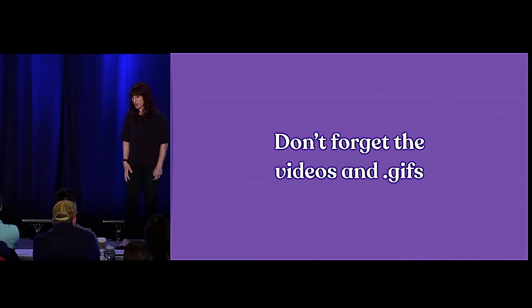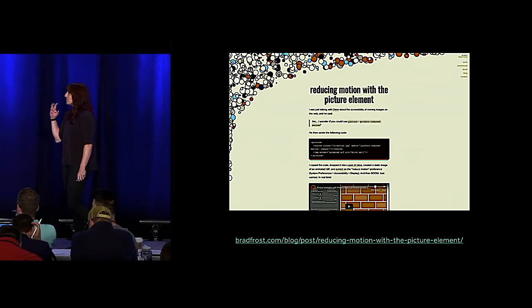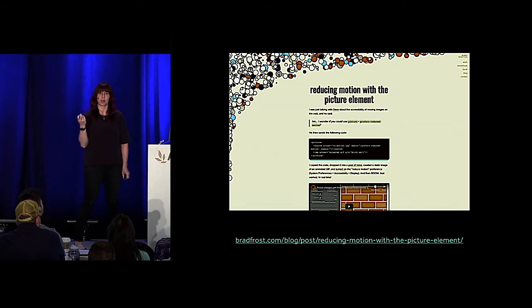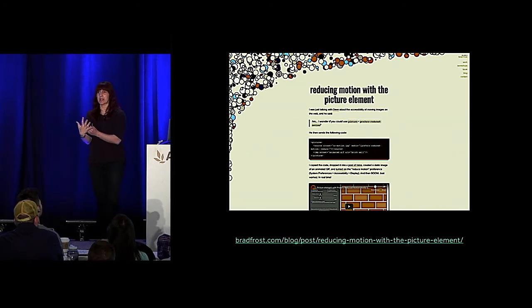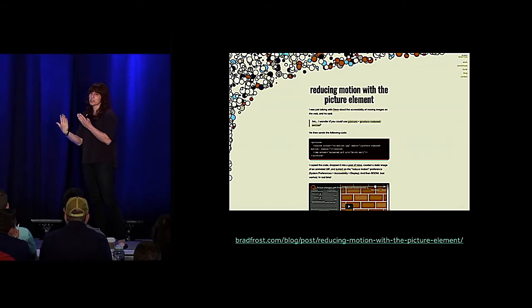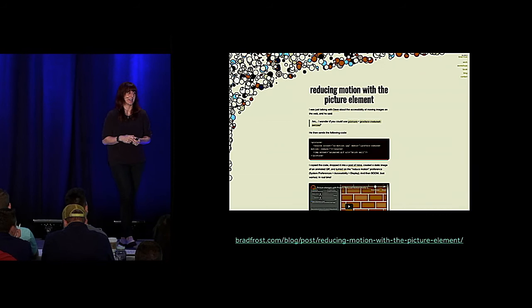So our friend Dave Rupert, who you'll see on stage later, along with Brad Frost, came up with a way of using reduced motion with a picture element that I thought was super clever. It can be a really great trick for providing a static, non-animated GIF in place of an animated GIF when someone has requested reduced motion. It can actually be done in the picture element, which is kind of cool.